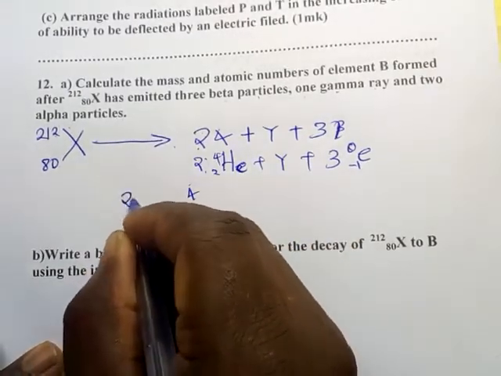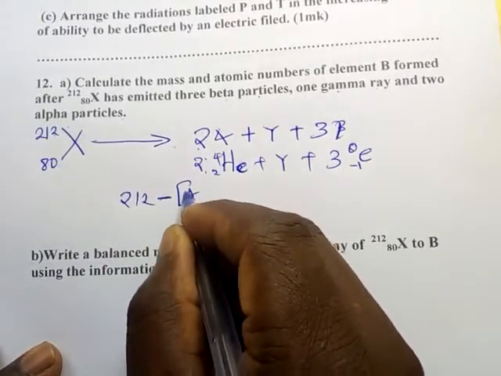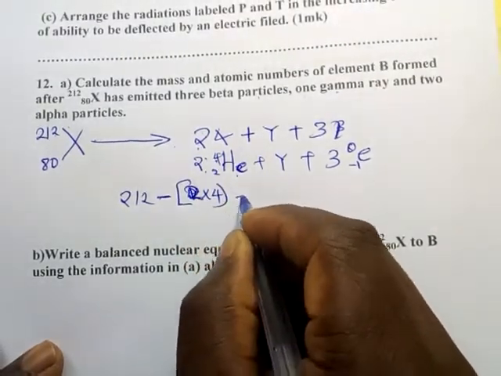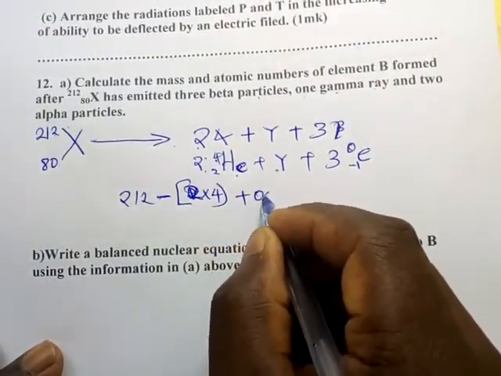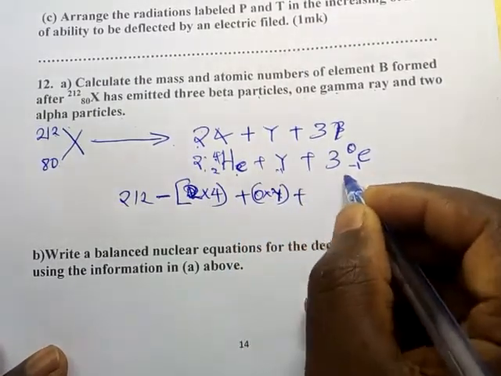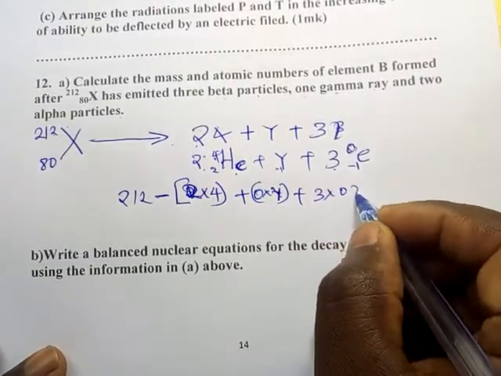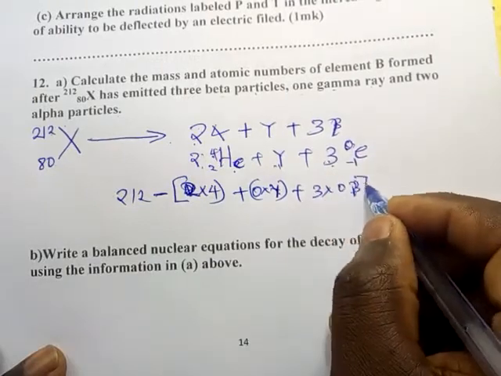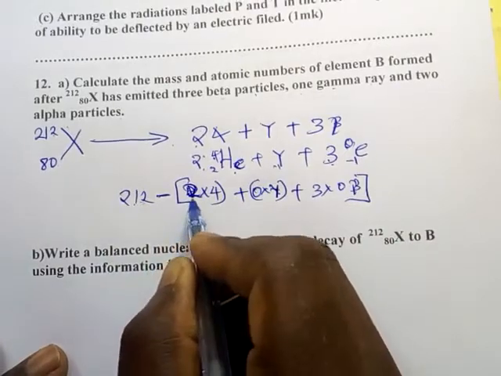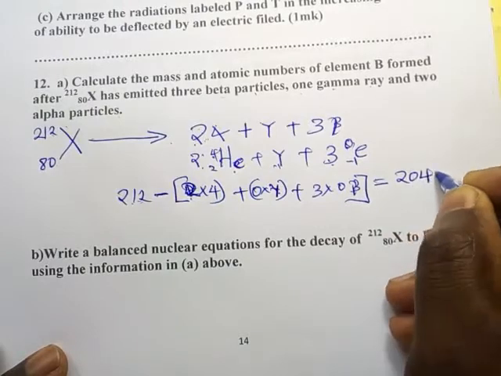So let us write mass number 212. Subtract everything here. Subtract 2 alpha, 2 times 4, plus 0 times y, we call it y or whatever, a gamma, and this one is 3 times 0, that is for beta, because 0 times this. So when we subtract this, we realize this 212 subtract 8 for alpha. So the mass number is 204.